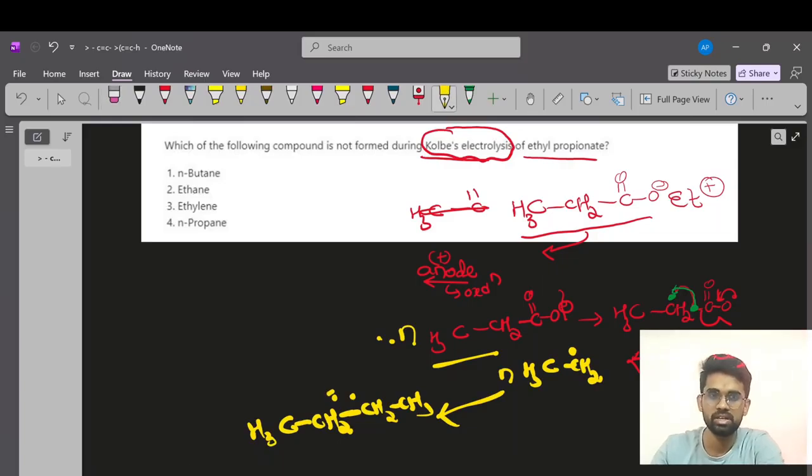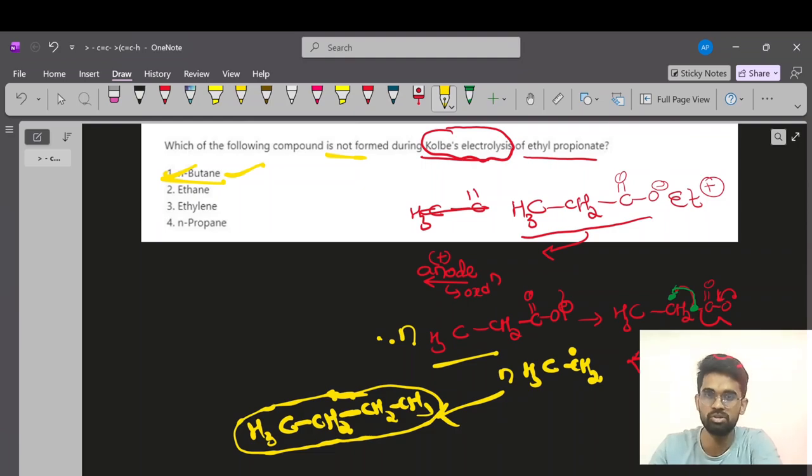Anyways, you are going to get butane like this. So butane is the option they are saying is not formed, but yes, n-butane is forming. Let us verify the other three options also.